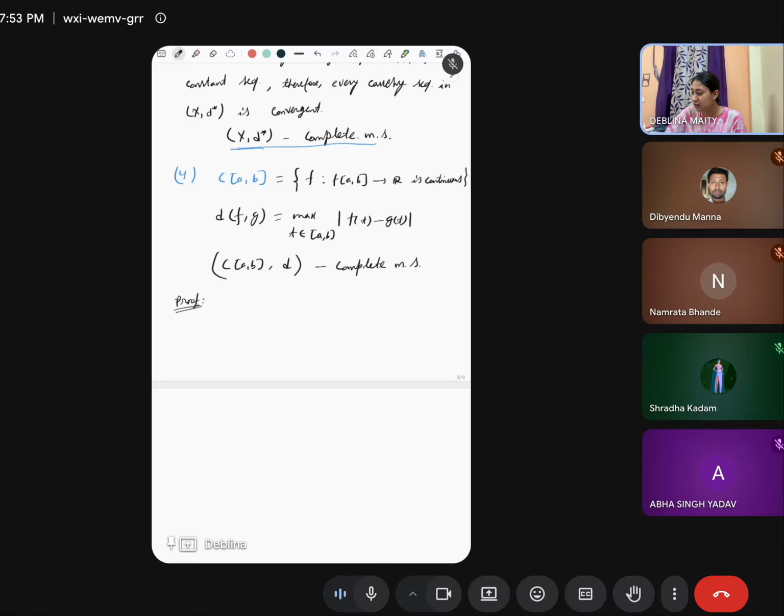So this is not a short proof, but this proof uses a lot of real analysis. Okay, so let's start this proof.